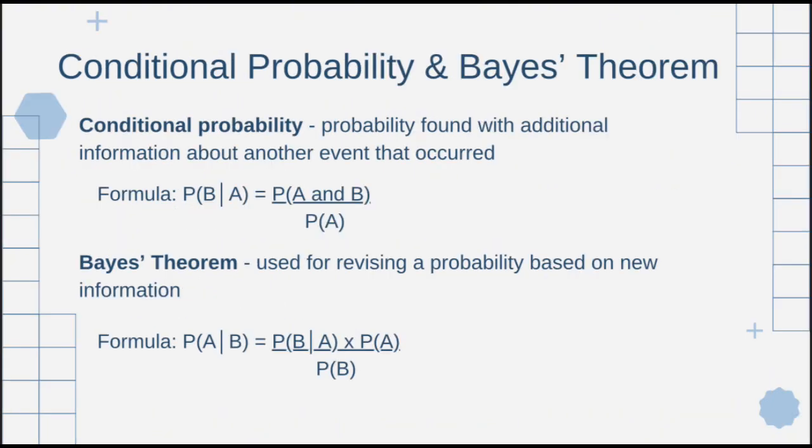So conditional probability is a probability that's found with additional information of another event that occurred. And this can be the probability of B given A, so the probability of B occurring given that A already occurred. And this can be found by taking the probability of events A and B over the probability of just event A. Bayes' theorem is for revising probabilities based on new information, and the formula for this would be the probability of event B given event A multiplied by the probability of event A, over the probability of event B.